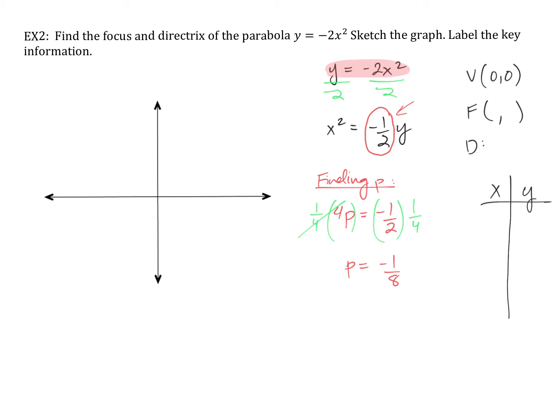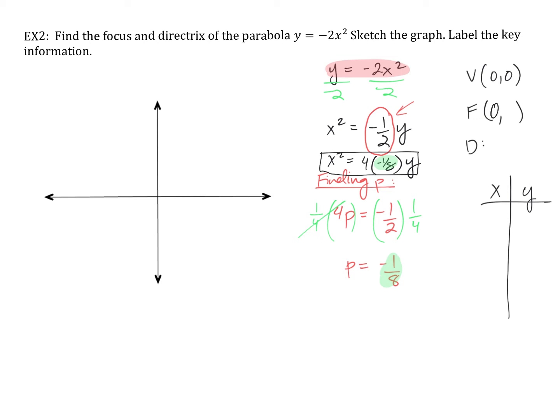I didn't give myself a lot of room. But x squared is going to equal 4 times negative 1/8 y. So that is the equation of our parabola written in the right format, because I can see our p-value. And our p-value, as we have discovered, is negative 1/8.